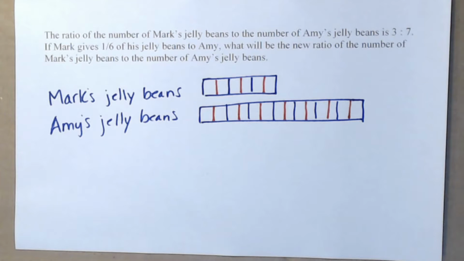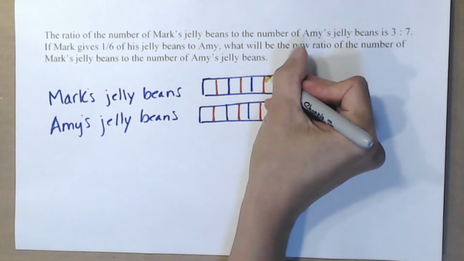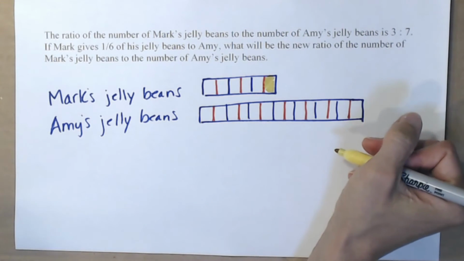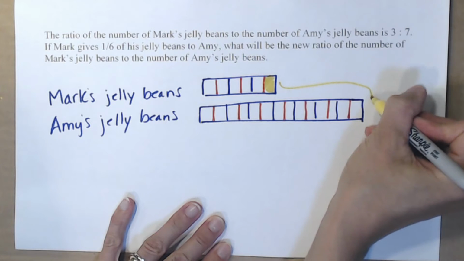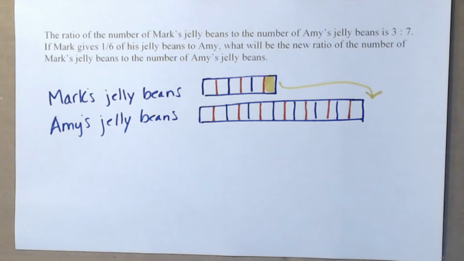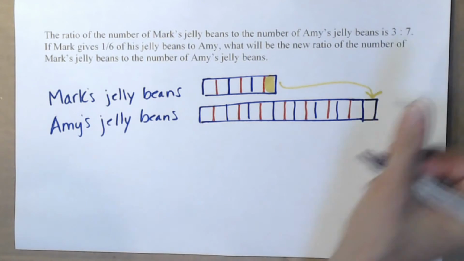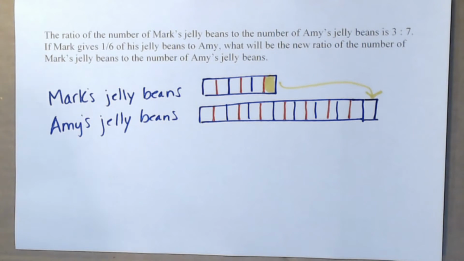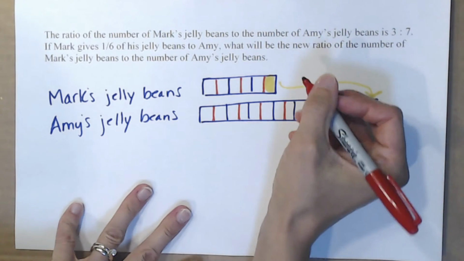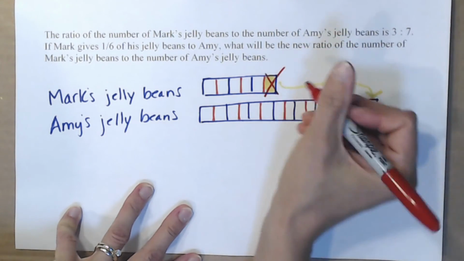Okay, now Mark gives 1/6. So again, 1/6 would be one of these sections, and he gives that 1/6 to Amy. So then we add it on to Amy's jelly beans. And the question, what is the new ratio of the number of Mark's jelly beans to Amy's? So now we just count the parts. Again, this one has gone away.